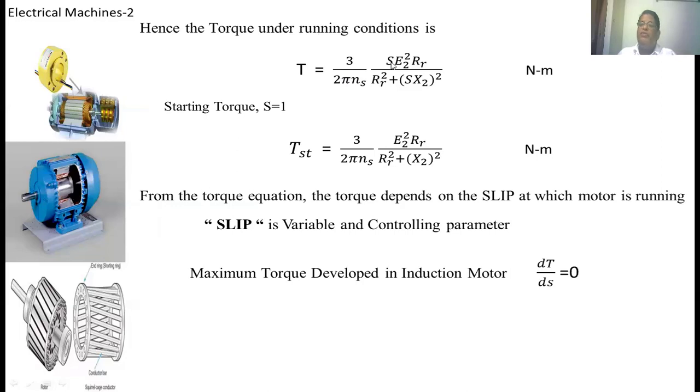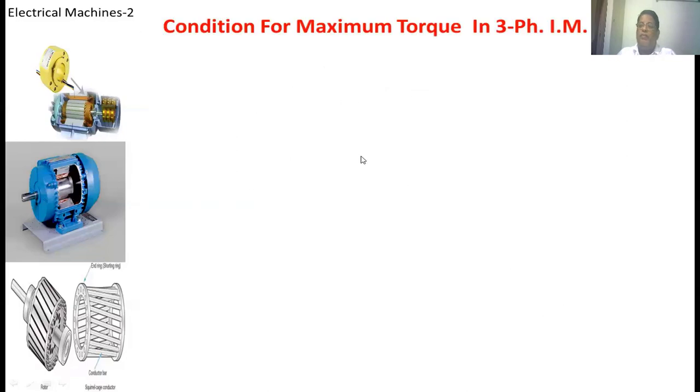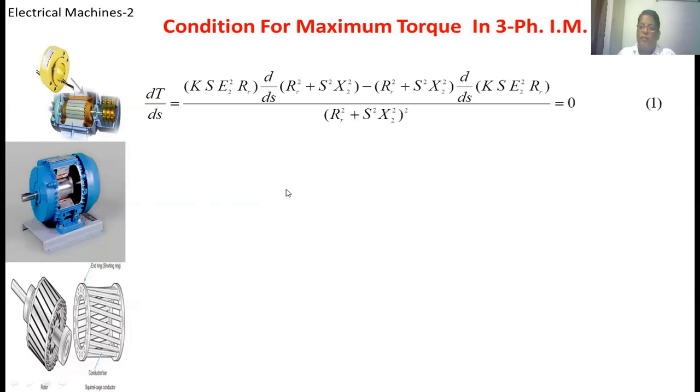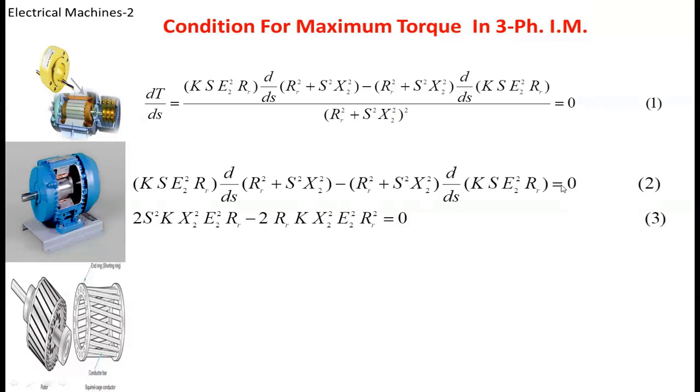To find the maximum torque developed in an induction motor, we have to differentiate this equation with respect to the slip and equate it to zero. That is the U by V formula. You apply the U by V formula: K into S E2 square RR, and denominator into differentiation of the numerator minus numerator into differentiation of the denominator, divided by the square of the denominator, equal to 0. If we cross multiply this equation, numerator equal to 0.